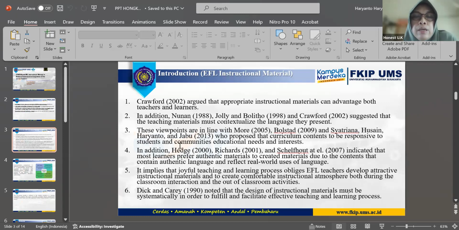And Hedge and Richards indicated that most learners prefer authentic material to created material due to the contents that contain authentic language and reflect real-world uses of language. Therefore, it implies that a joyful teaching and learning process must be in the EFL instructional material. Besides, Dick and Carey noted that the design of instructional material must be systematic in order to fulfill and facilitate an effective teaching and learning process.